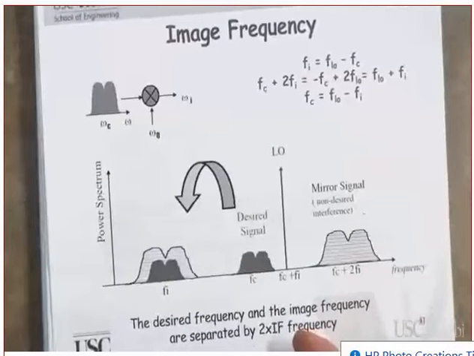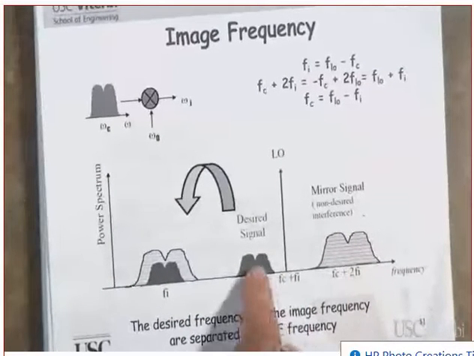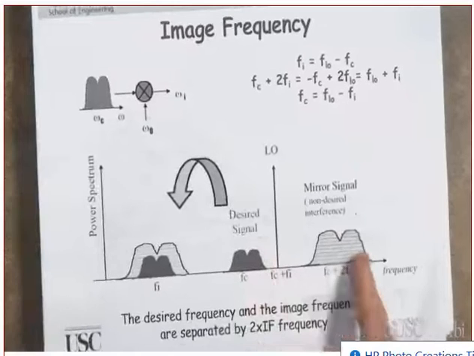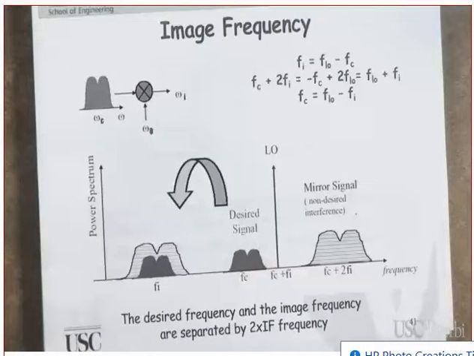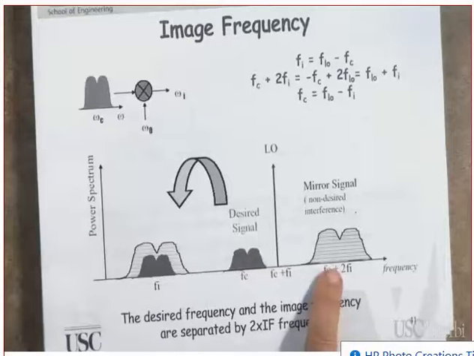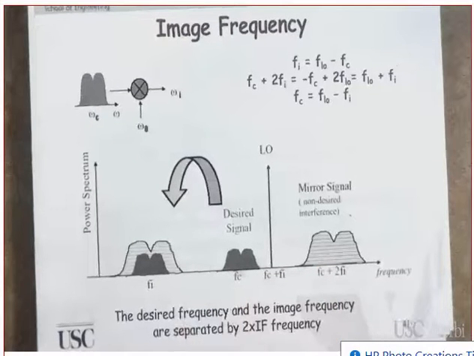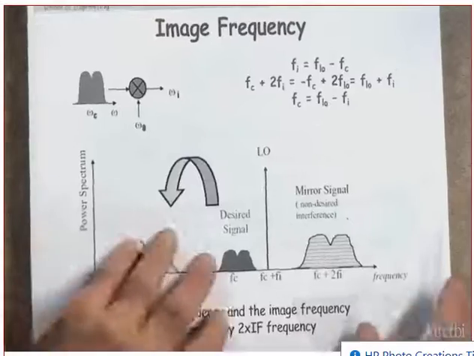Yes or no? By the way, how come I made this one bigger than this one? Could this one be closer to the receiver? Yes or no? Another transmitter closer to the receiver, transmitting at the image of the desired channel. Clear? Okay, good.